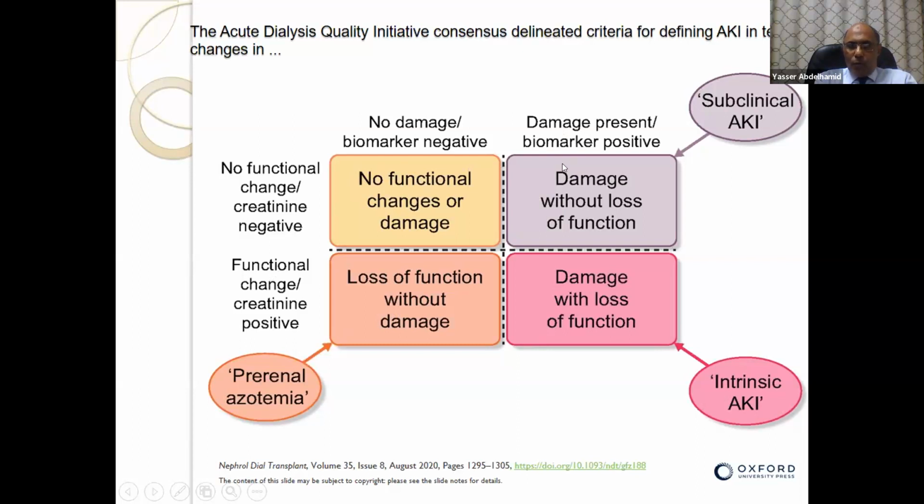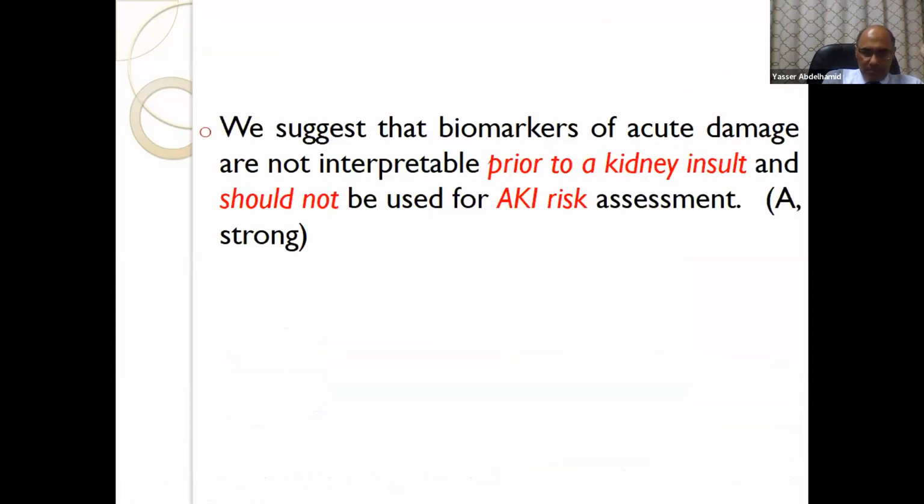Biomarker positive, while no functional changes, it is still subclinical AKI, early AKI. While positive biomarkers with positive functional changes, it is late or intrinsic established AKI. This diagram can show how we classify AKI according to this.